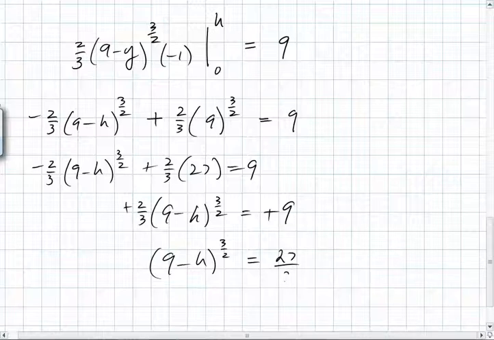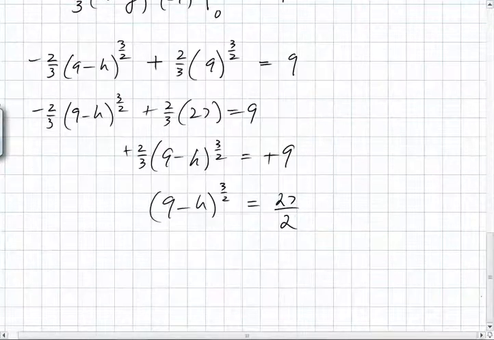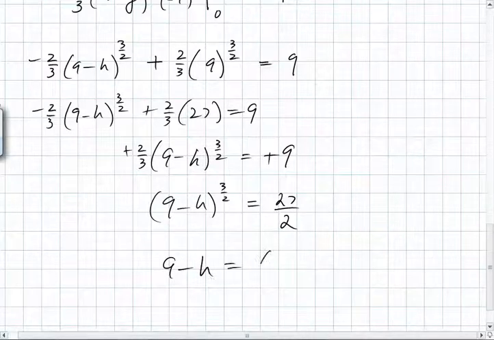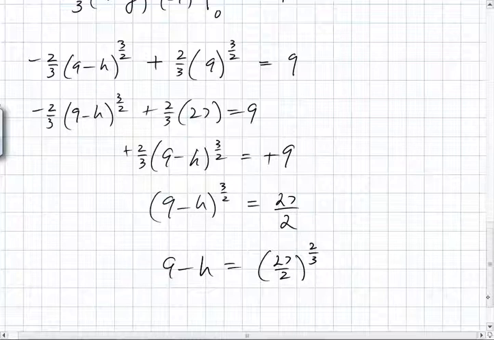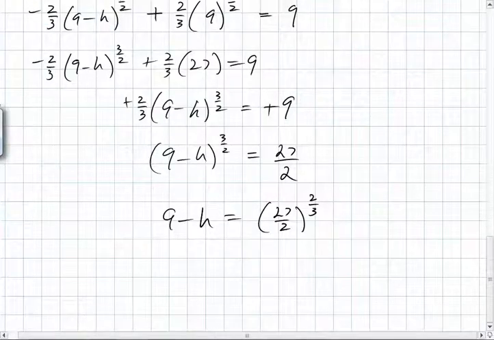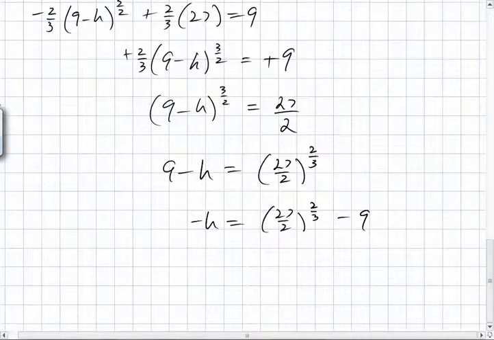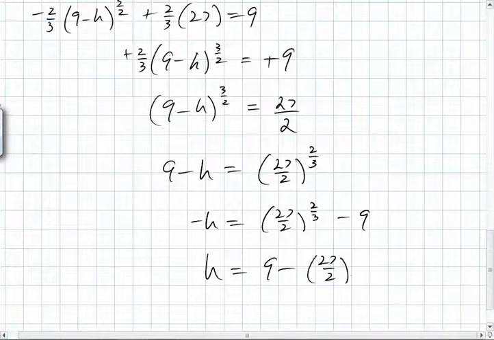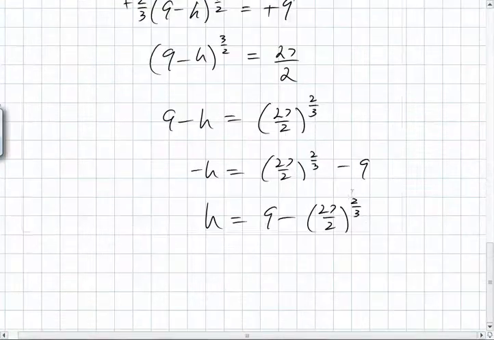27 over 2. And then what do you have to do to both sides to isolate h? 9 minus h is equal to 27 over 2 to the power of 2/3. Thank you, Thomas. Yes, exactly. So therefore negative h is equal to (27 over 2) to the 2/3 minus 9. So what does h equal? 9 minus (27 over 2) to the what? 2/3. On a test, this is where I'd like you to get to right here.